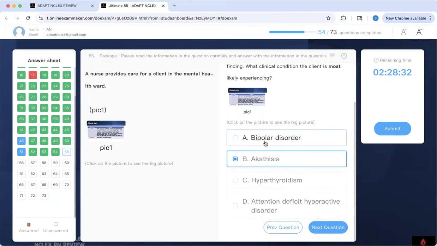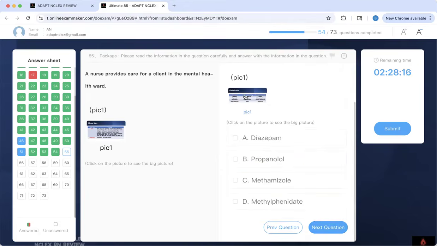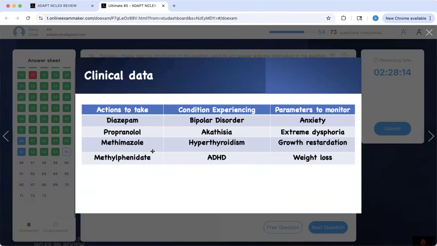This is akathisia. Bipolar, I will tell you, has pressure speech, grandiosity. Hyperthyroidism, I'll tell you the eating, losing weight, everything is up. Attention deficit hyperactivity will be young. I have to explain he has problems at school and everything. There's no evidence of that. Therefore, what are you going to do? Give them diazepam, propranolol, methimazole, and methylphenidate. It's easy, right? Look at it.